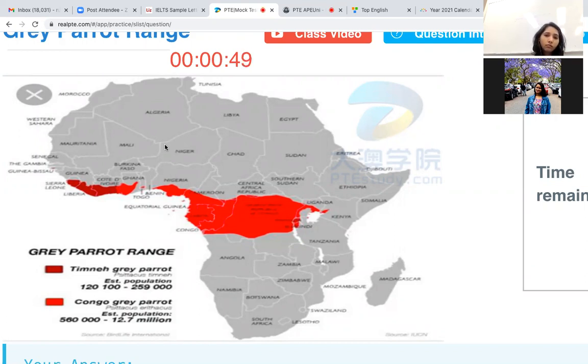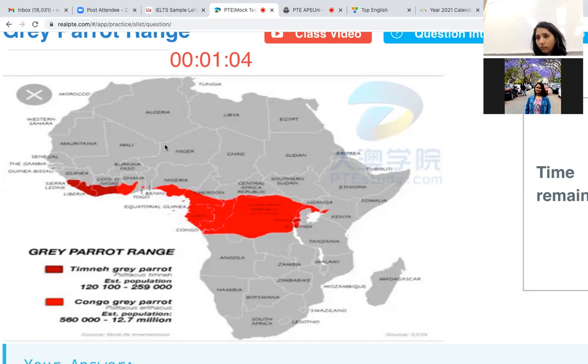From the image, I can see Niger, Chad, Sudan. From the image, I can see Ethiopia, Kenya, Tanzania. From the image, I can see Angola, Zambia, Zimbabwe. From the image, I can see Namibia, South Africa, Swaziland.